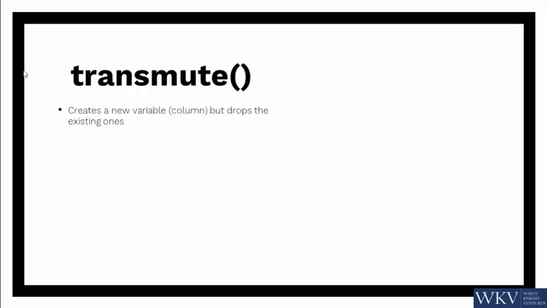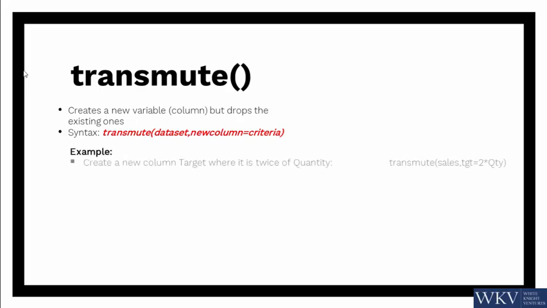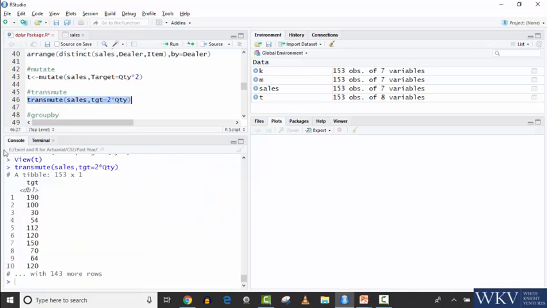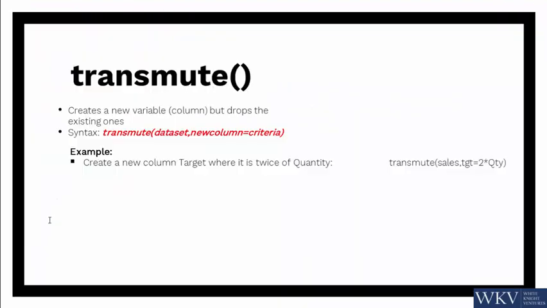Transmute. Transmute also creates a new variable, but it does not add to the existing ones. It actually removes all the existing ones. So it gives you only the new column which has been added. The functionality remains the same, the syntax remains the same. So if I write transmute sales target is equal to 2 into quantity, you will see it will just give you the new column which has been added. It will not give you the old columns. Clear?